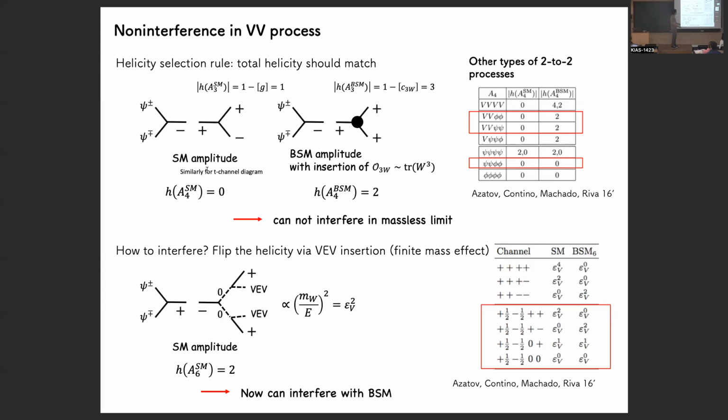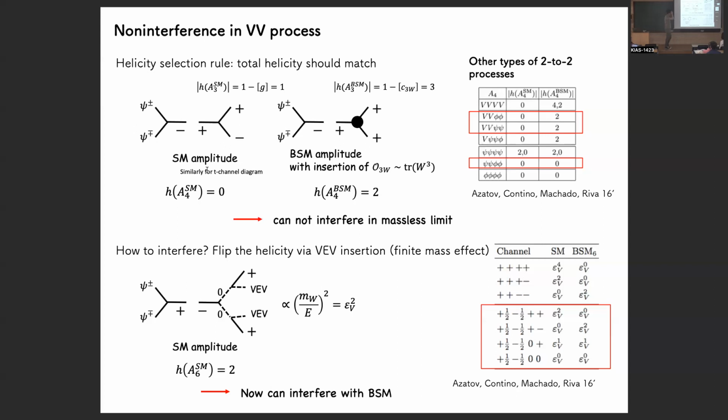And then you can glue two three-point functions to construct the four-point function, and you can keep going to get the higher amplitudes with more external legs. But on the other hand, when you insert new physics, you have the same diagram, but you insert a dimension six operator, for example. The dimension six operator is an irrelevant operator, so it has dimension negative two. That means the total helicity of this guy has to be plus three or negative three.